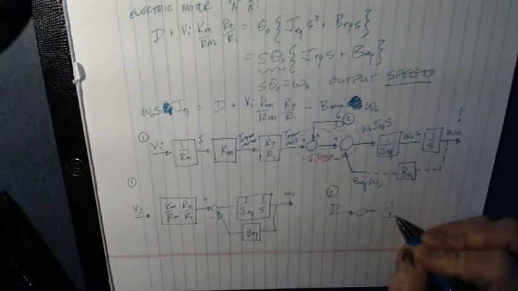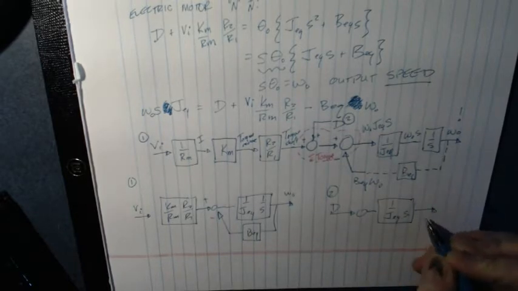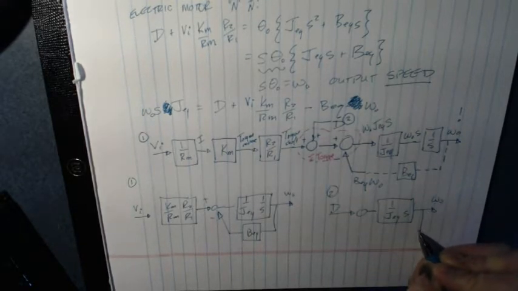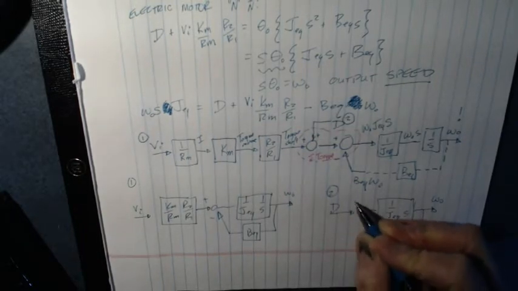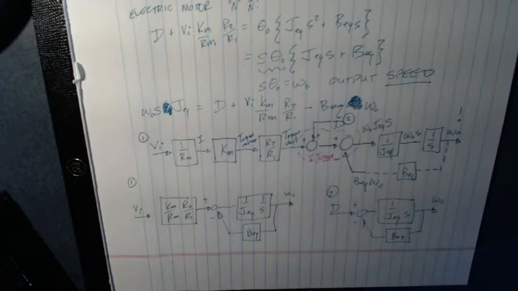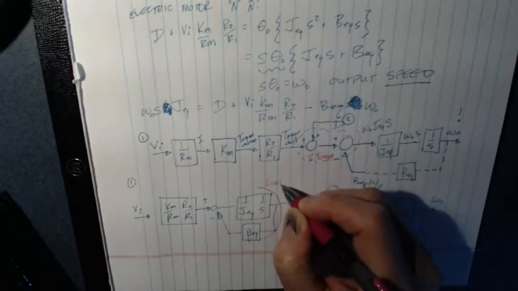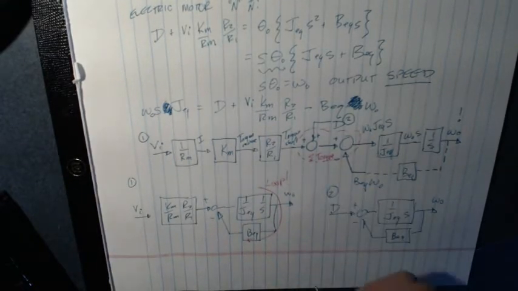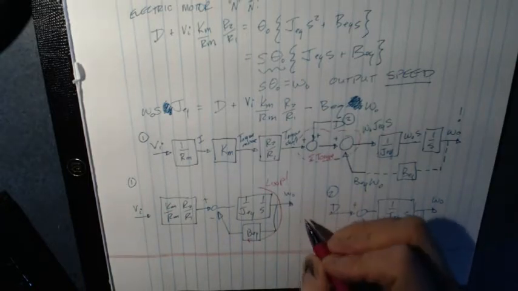And again, I get 1 over J equivalent S, omega 0, B equivalent. And remember, B equivalent could be real damping or it could be just the electromagnetic damping in the motor itself. In both of these cases, I see a loop. Oh, I get so excited by loops. And I can reduce that loop. These loops, you'll see they're both the same. So I'm going to reduce the loop.